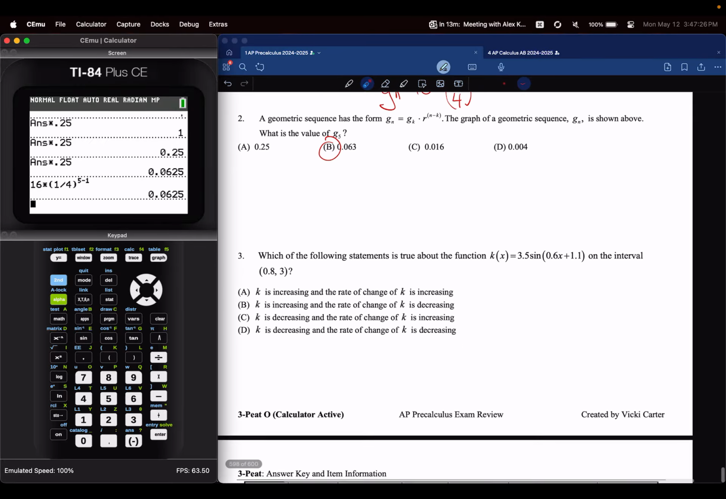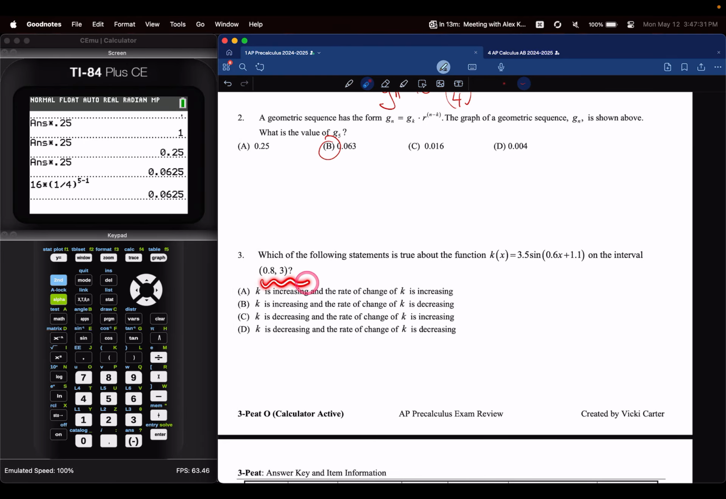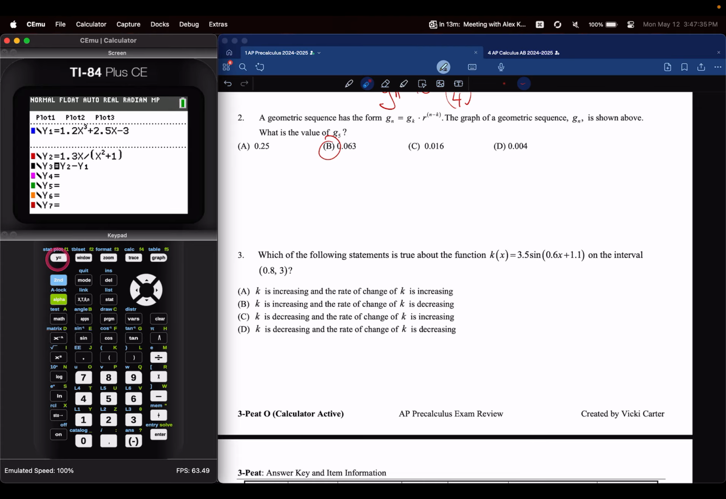All right, what about number 3? We have a function, and we're trying to find what is going on in this interval between 0.8 and 3. So I can just look at that. If I go to my y equal, let's clear out all these things. Down, clear, down, clear, down, clear. So I'm going to come up here to my y1, and I'm going to type in 3.5 sine of 0.6x plus 1.1. That was all in the parentheses, right? Yep. Okay, and then from here, I'm going to change my window from 0.8 to 3. Let's see what happens. So 0.8 all the way down here to 3, and I'm going to hit zoom 0, so it zooms to fit.